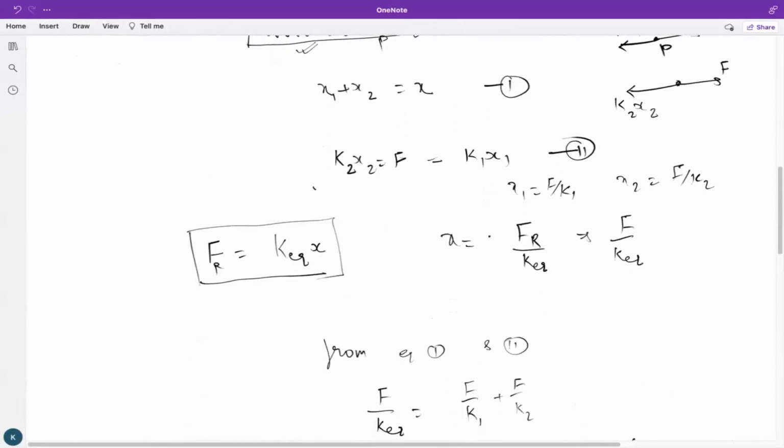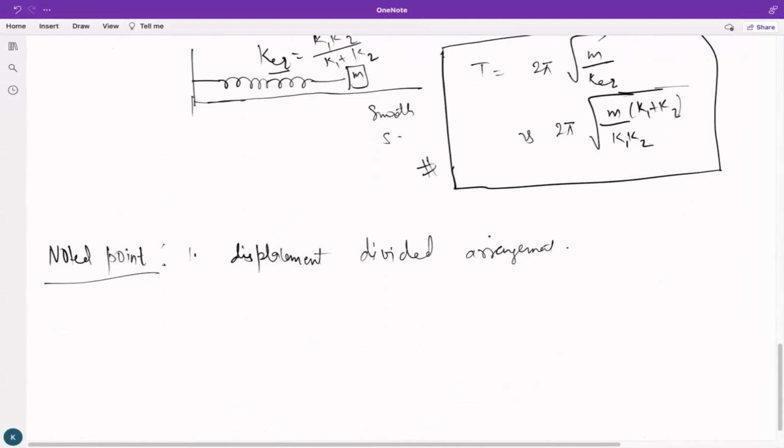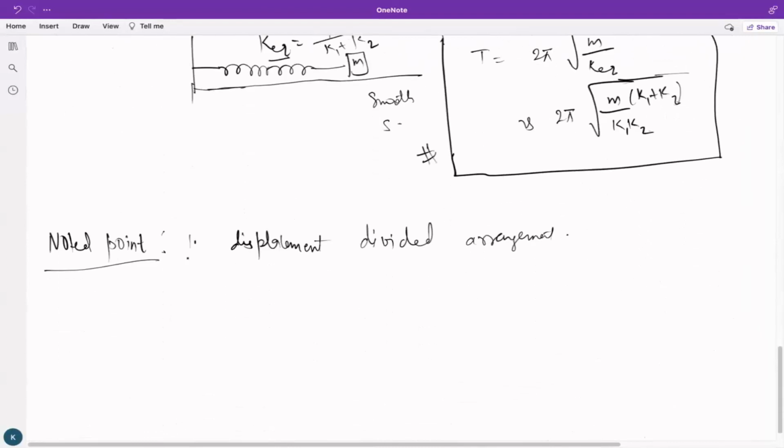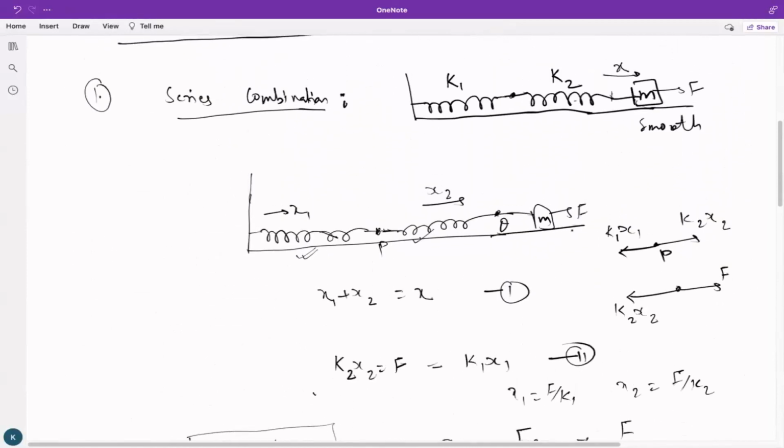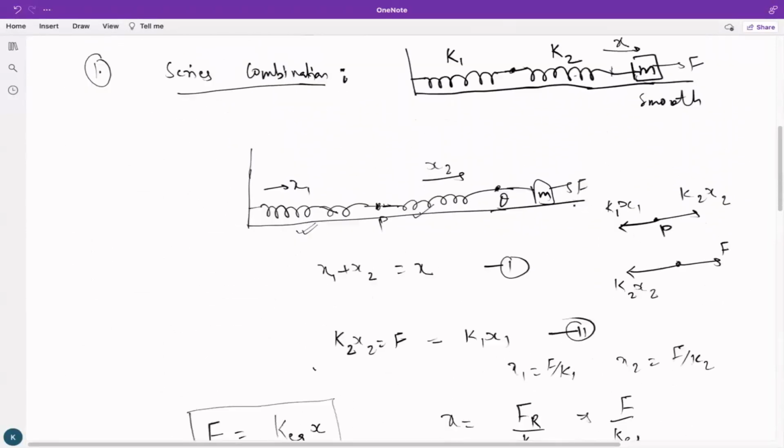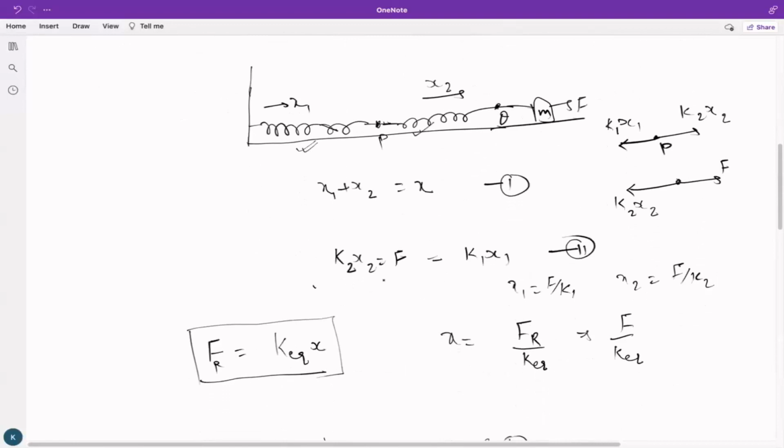So that's why their displacement is also different. That's why I'm saying it is a displacement divider arrangement. But one thing that you have to notice is that it is also a common force arrangement. If you notice there, the force is actually common, which is equal to F. K1 x1 is equal to K2 x2 is equal to F. So this is the thing that we have to keep in mind.